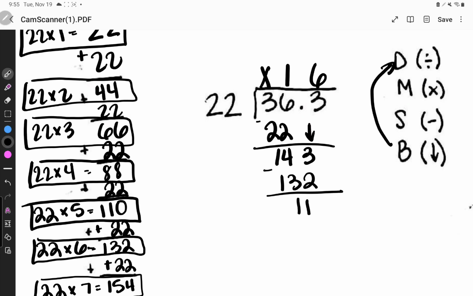Now I'm out of numbers. But with decimals, I don't just stop when I run out of numbers. So what I'm going to have to do is add a 0. If it doesn't already have a decimal, you have to add a decimal and a 0. And then I drop that 0 down. And then I divide, and I see how many times 22 goes into 110.